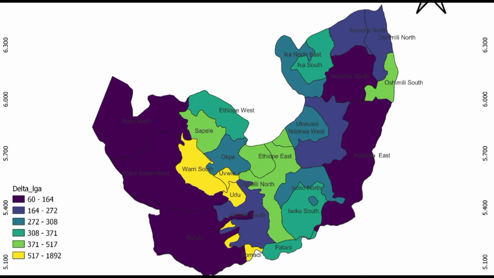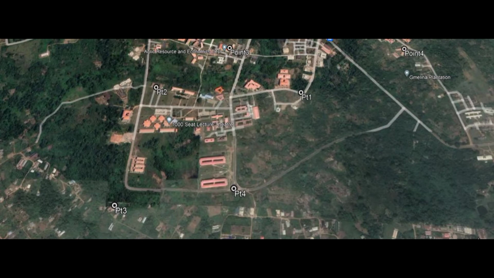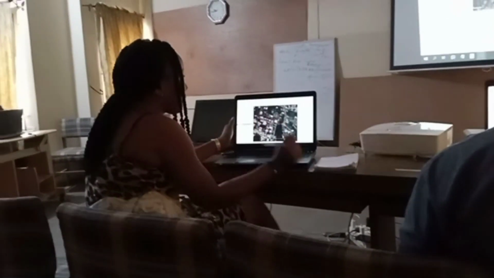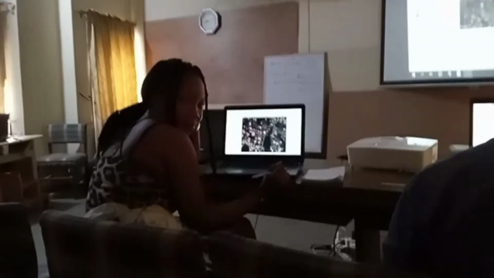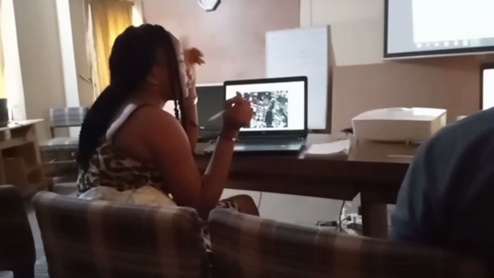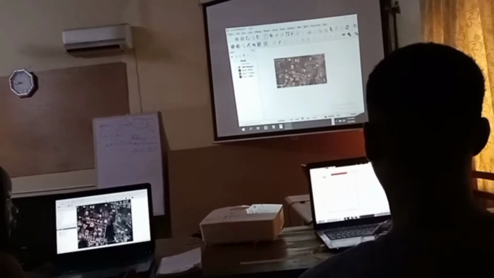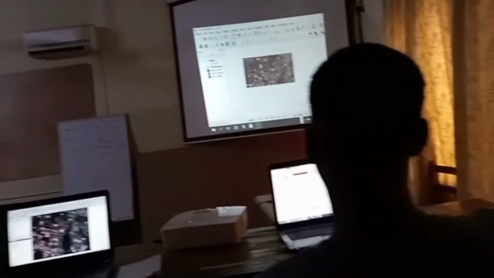So this is the Delta female population. This is the Delta state population, and these are the points that we created through the coordinates we collected. I told you guys they grouped us into 4, so each group collected their own different coordinates. You get? So that's what we use in the creation of maps that we did using GIS. So it's a very nice experience. We really learned a lot.